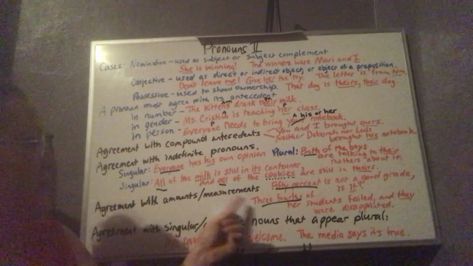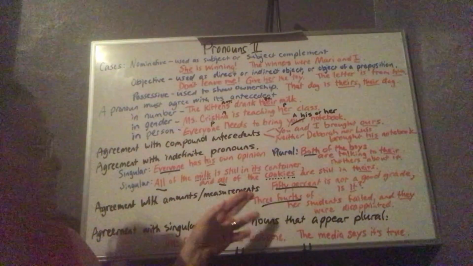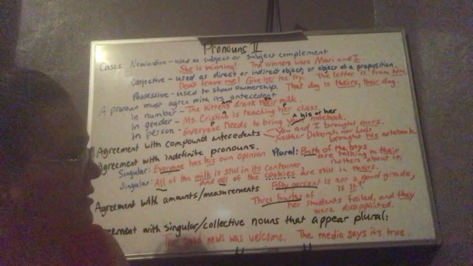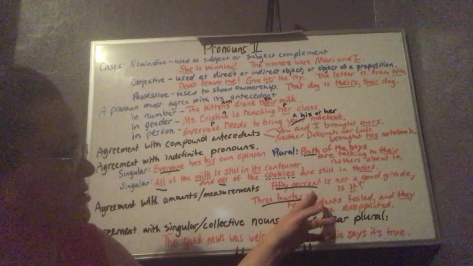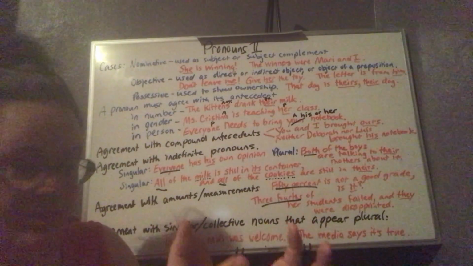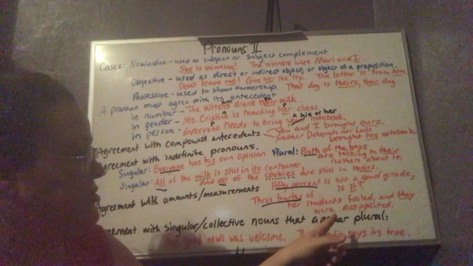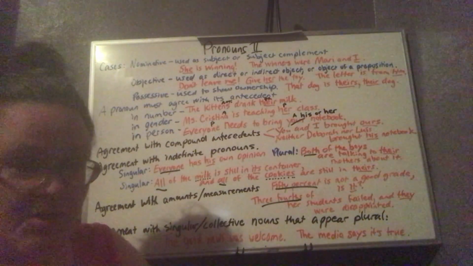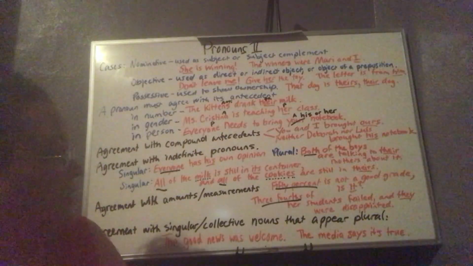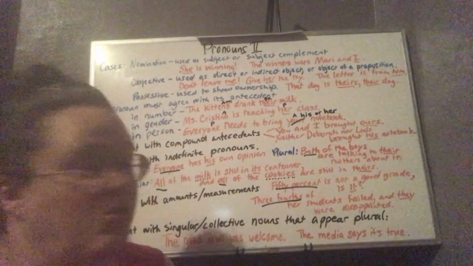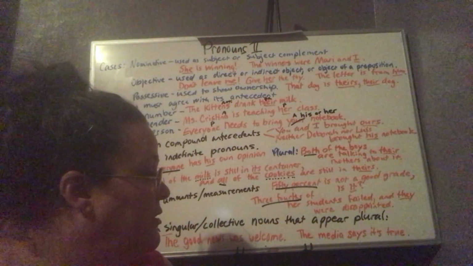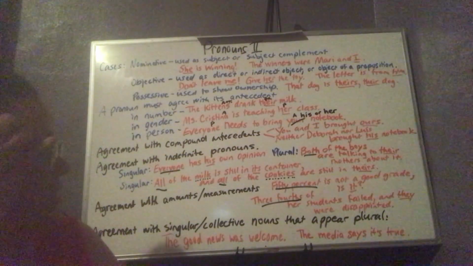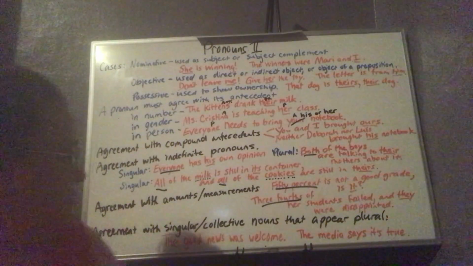Agreement with amounts and measurements, same kind of idea as that. 50% is not a good grade, is it? Okay, so I'm going to use it as a quantity, 50%. 3/4 of her students failed and they were disappointed, so we're talking about a count noun here. If it said 3/4 of her class failed, yeah, I still would say they. Yeah, because we're still talking about individual students.